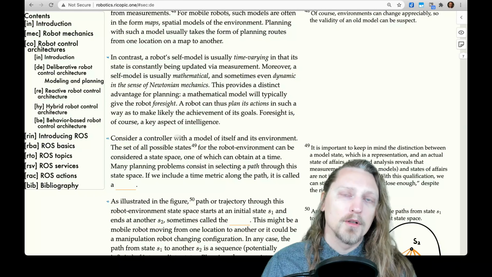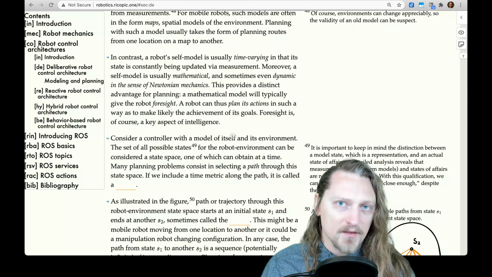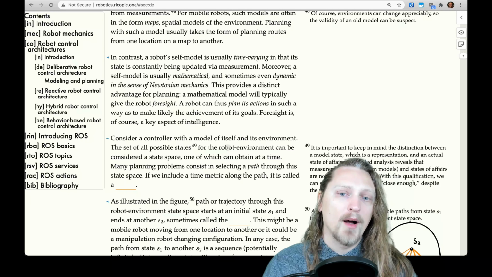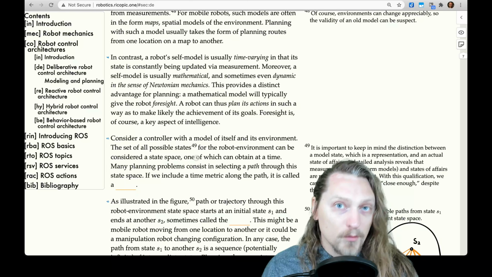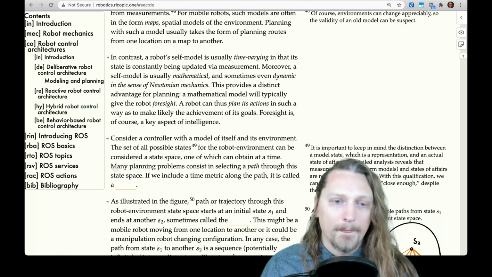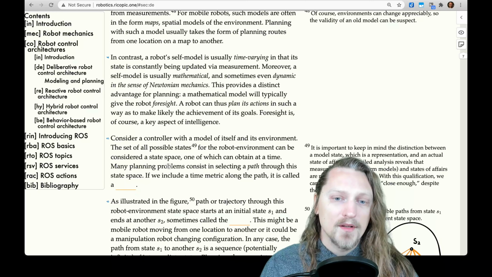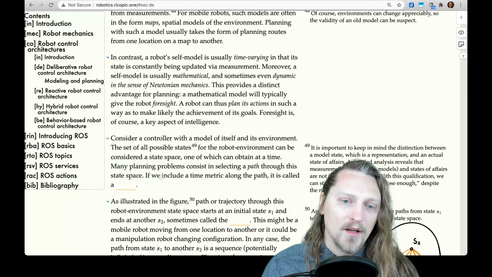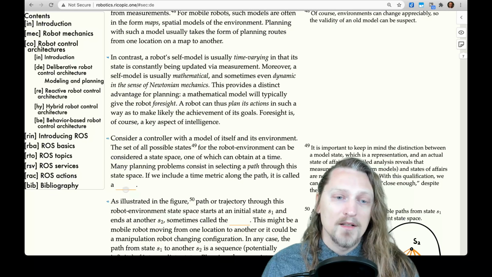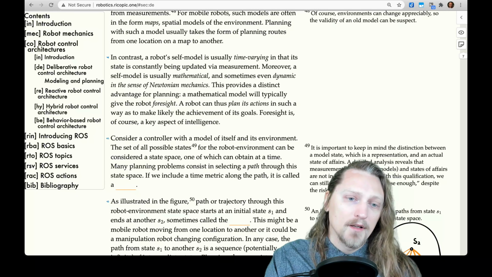Consider a controller with a model of itself and its environment. The set of all possible states for the robot environment can be considered a state space, one state of which can obtain at a time. Many planning problems consist in selecting a path through this state space. If we include a time metric along the path, it is called a trajectory.